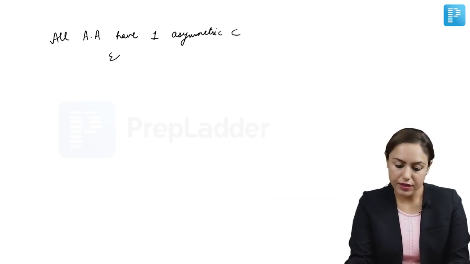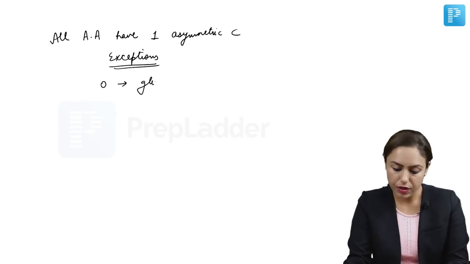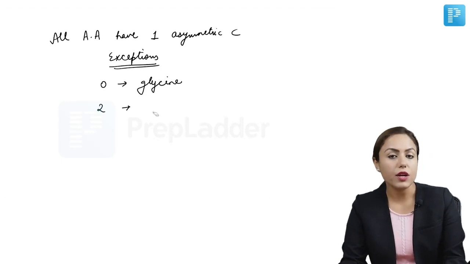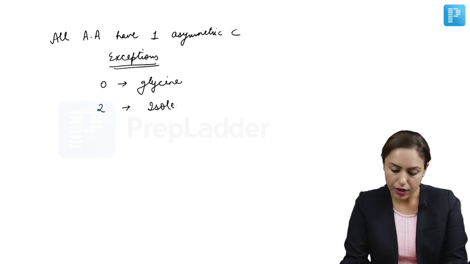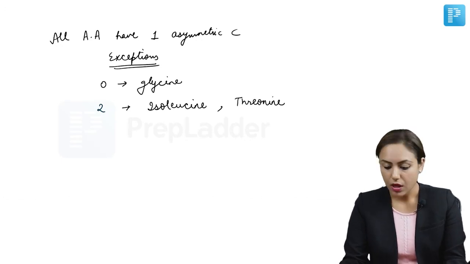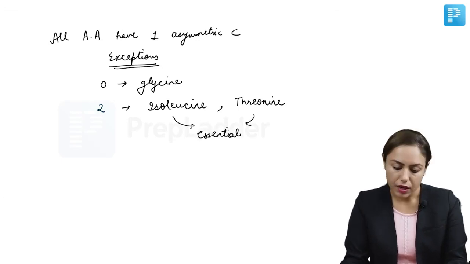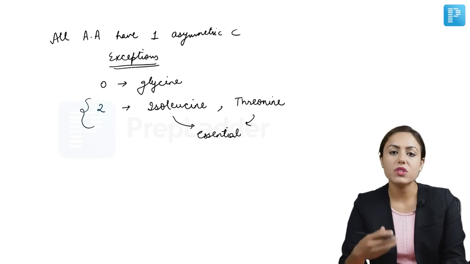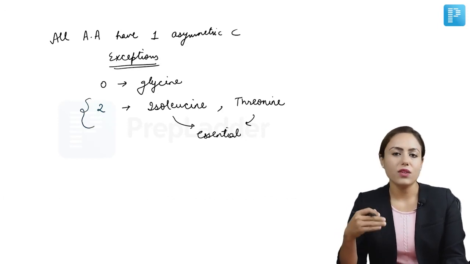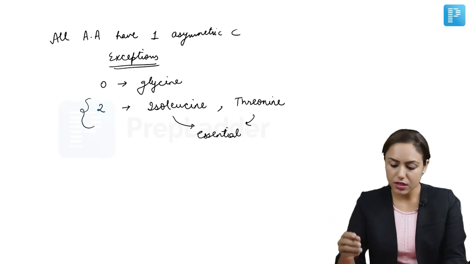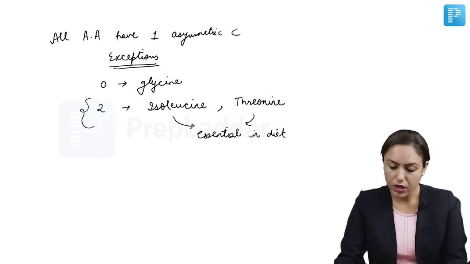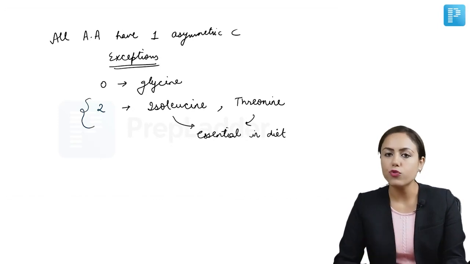Okay, but we have exceptions here. There is zero asymmetric carbon in the case of glycine, and there are two asymmetric carbons for isoleucine and threonine, right? Isoleucine and threonine both are essential. This also you can learn here, just take it as an idea that to synthesize an amino acid with two asymmetric carbons is difficult for the body. So the body cannot make it. So these amino acids are essential in diet. So they need to come from an outside source, that is food, right?